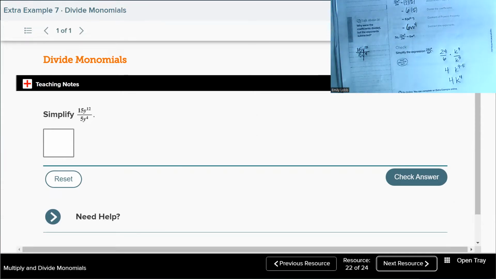We start with our business in the front. We can divide 15 divided by 5. Then we use our quotient of powers property to figure out and simplify y to the 12th divided by y to the 4th. Can we do that?